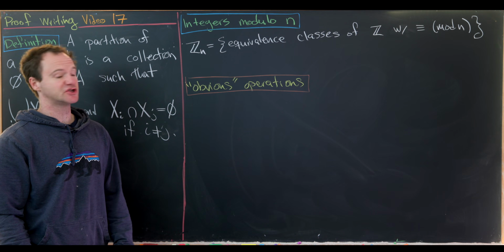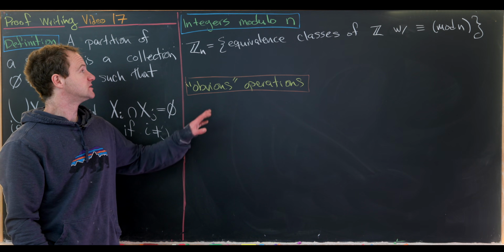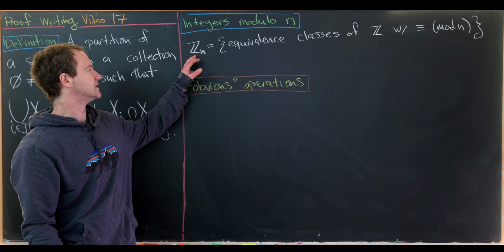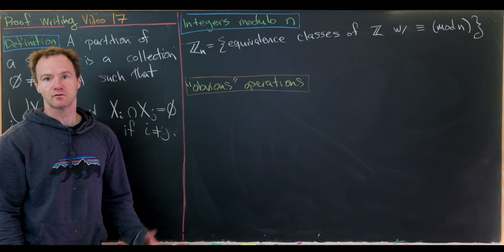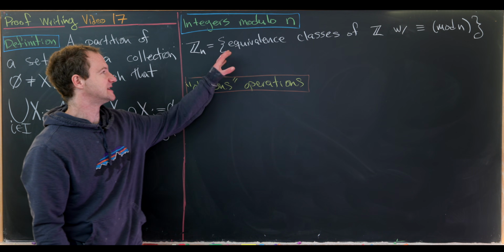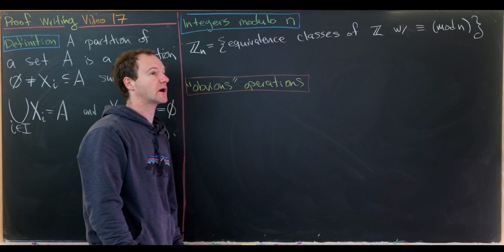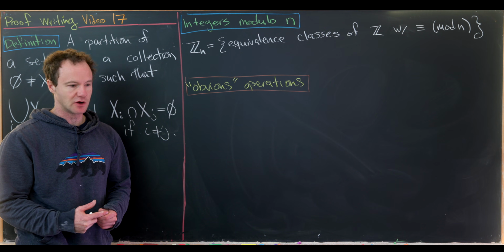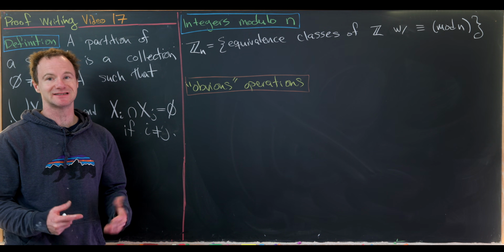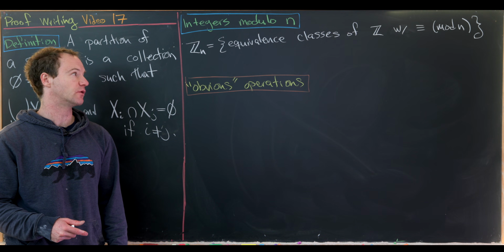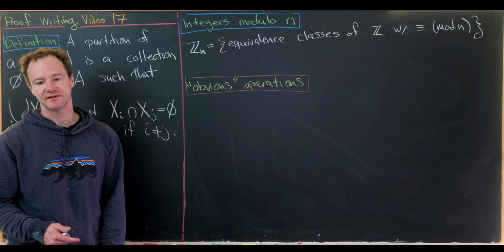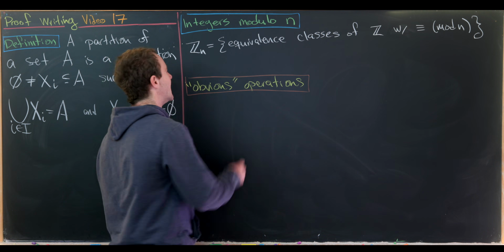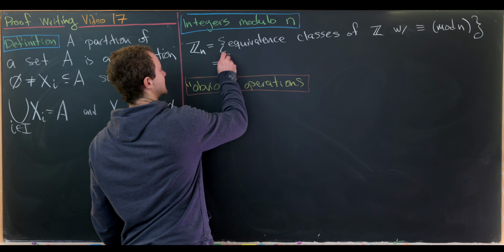Now we're going to look at the integers modulo n. And so what is that? Well, we'll denote it by Z subscript n, read that Z_n. And that's the equivalence classes of Z, where our equivalence relation is congruence mod n. So in the previous video, we showed that congruence mod n satisfied all the properties of an equivalence relation. So that means it gives us equivalence classes.